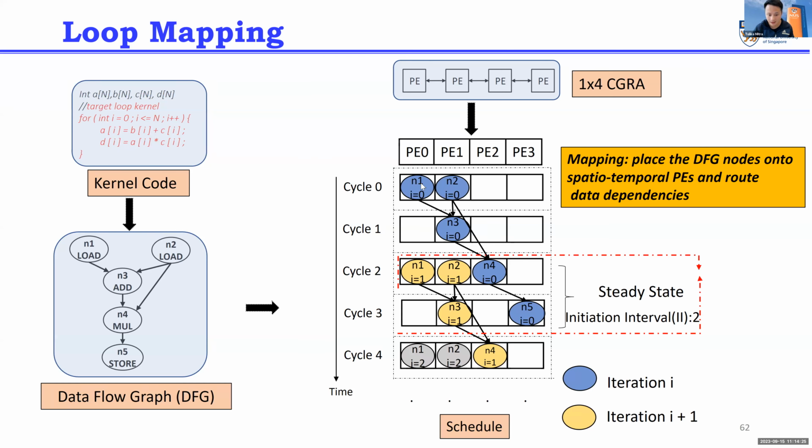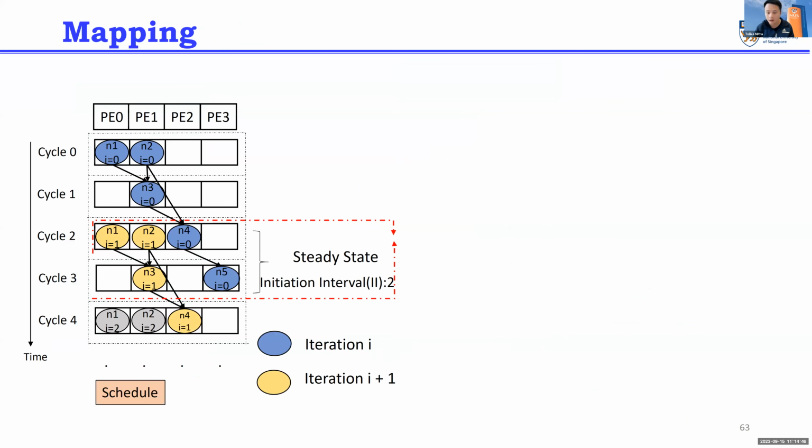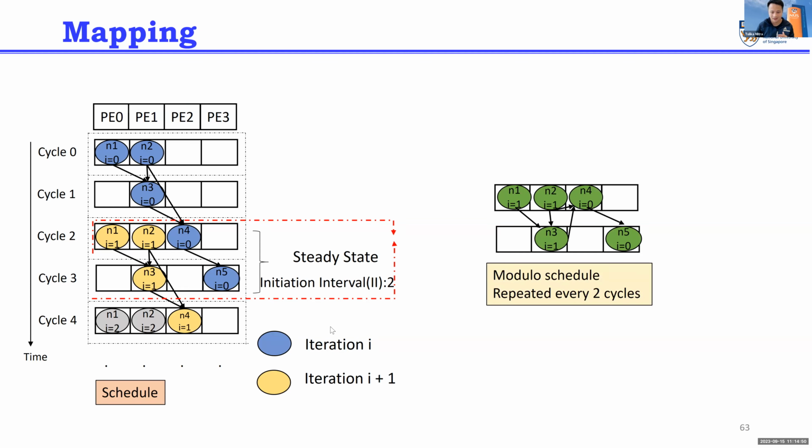For example, at cycle 0 we execute N1, N2, and at cycle 2 we execute N1, N2, and at cycle 4 we execute N1, N2. At cycle 1 we execute N3, and at cycle 3 we execute N3. So it's kind of a repeated schedule. So given the schedule, actually, it's called a modular schedule. It's repeated every 2 cycles. So to generate such a schedule, we can generate the modular schedule, which will lead to the whole schedule automatically. And the modular schedule II is 2.